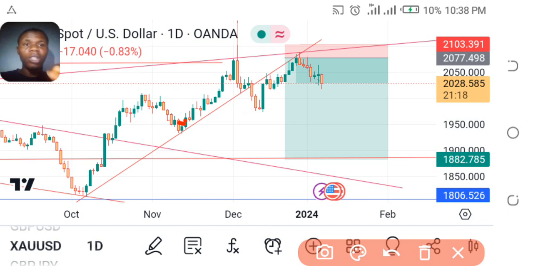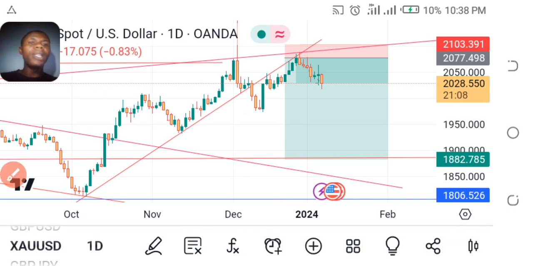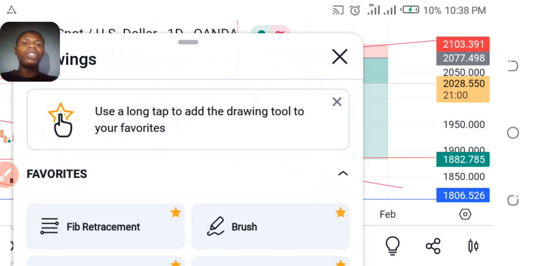Okay, now can you see this zone here? Can you see this zone here? Let me use something to point it out so that it will be very clear for us to see. We are going to be going down to the lower time frame, and I'm going to be showing you different chart patterns that are being formed on just this one candle here.